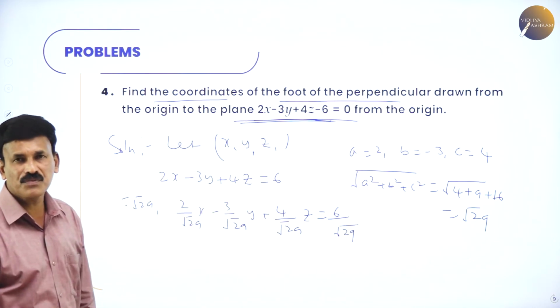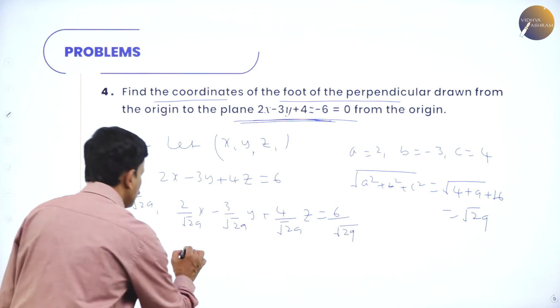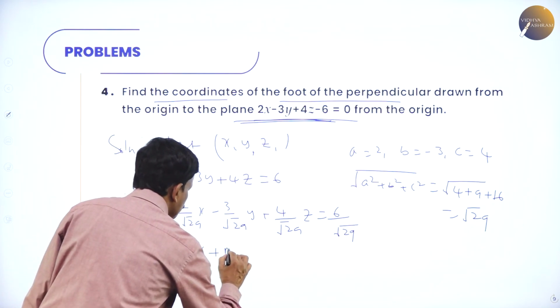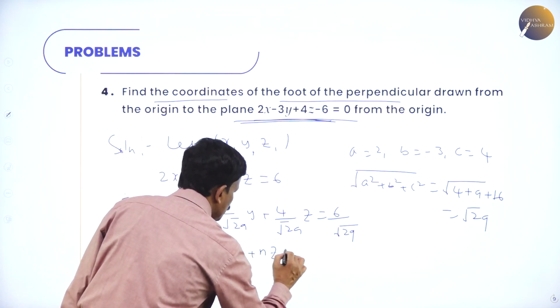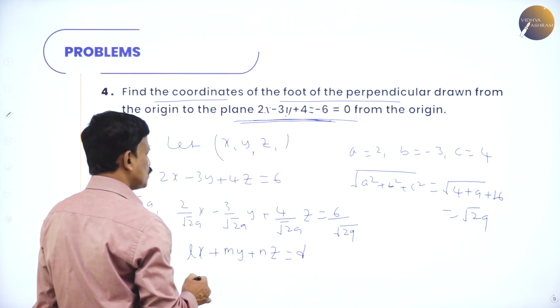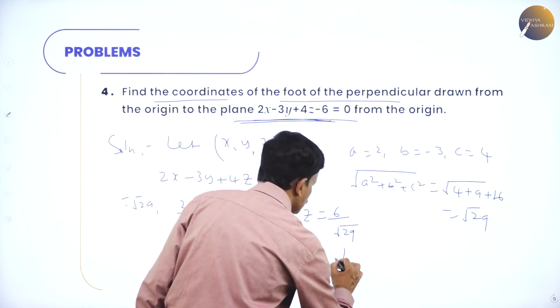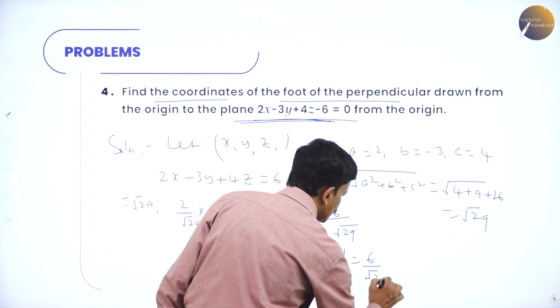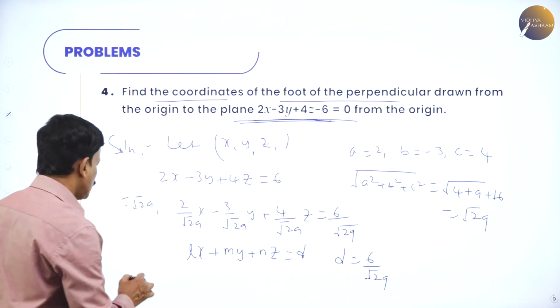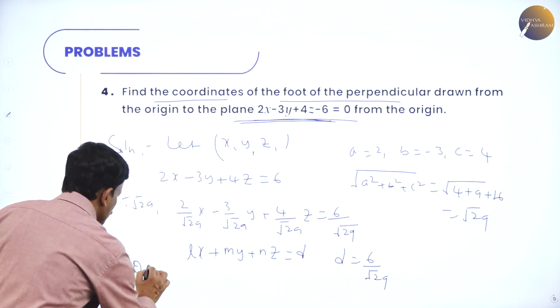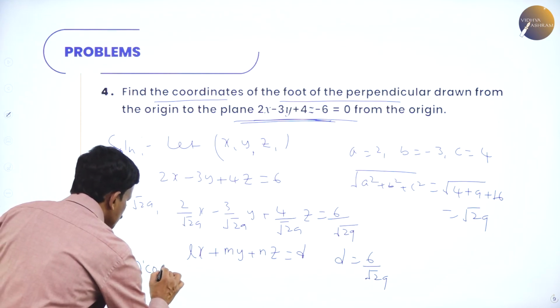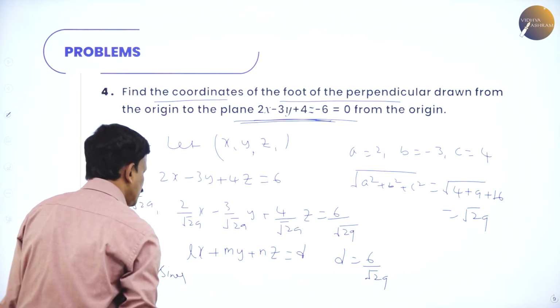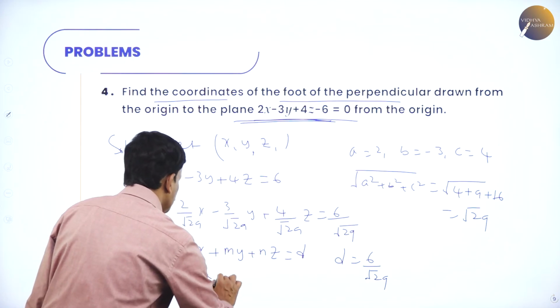This is the standard form. Comparing with the standard form, l into x plus m into y plus n into z is equal to d, therefore here d is equal to 6 by root 29 and the direction cosines are, therefore, the direction cosines are, what are the direction cosines?